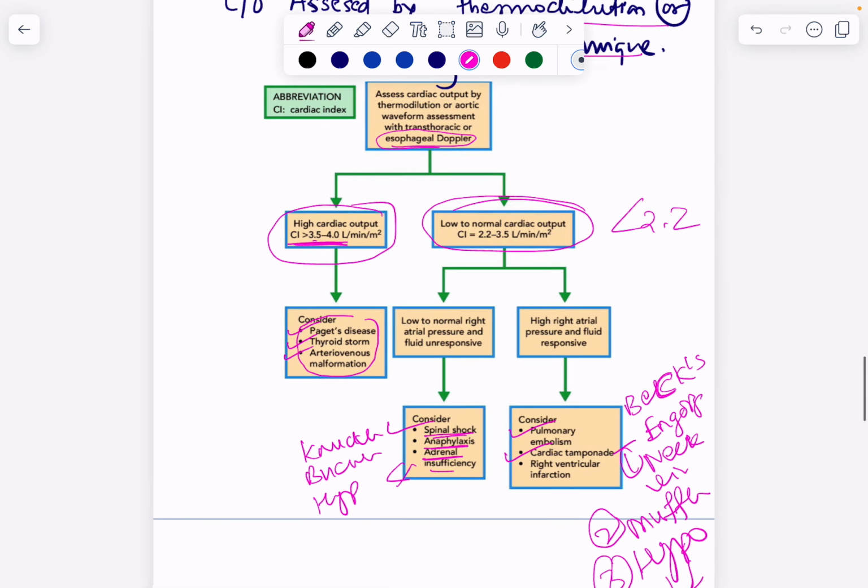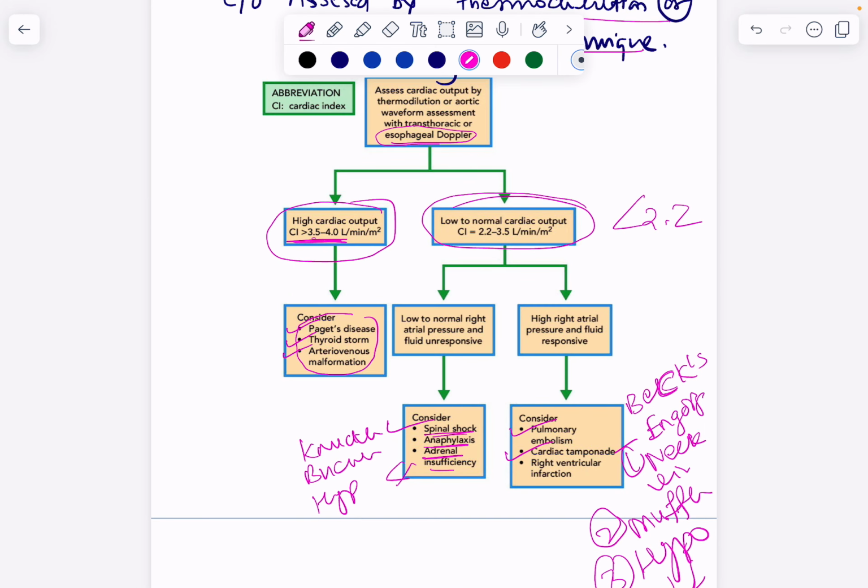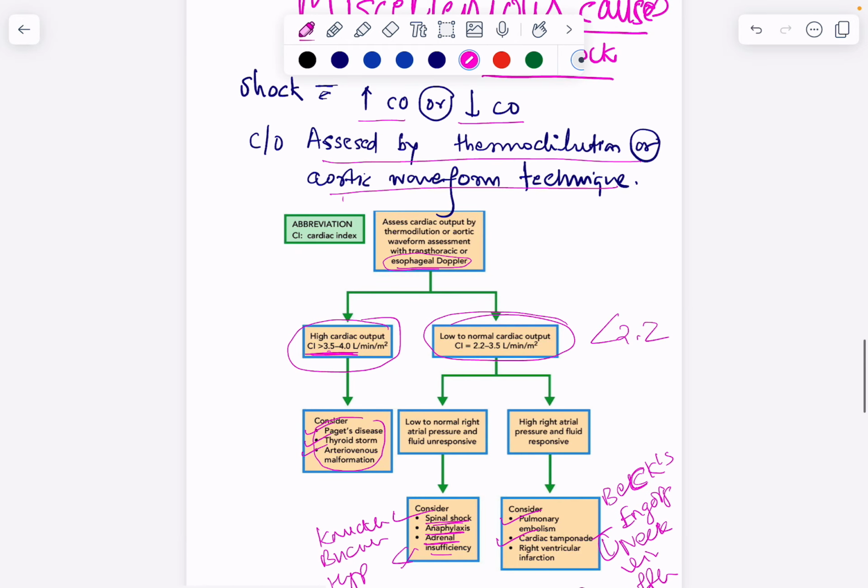You can remember miscellaneous causes as those with high cardiac output and low cardiac output. High cardiac output: Paget's disease of bone, thyroid storm, arteriovenous malformation. Low cardiac output: spinal shock, anaphylaxis, adrenal insufficiency, pulmonary embolism, cardiac tamponade, right ventricular infarction. So this is all about the basics of shock.